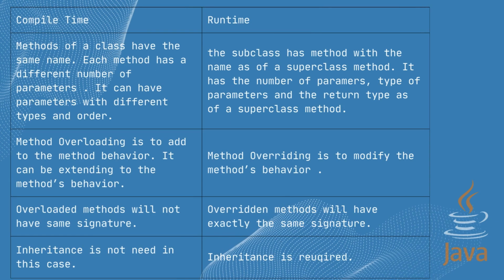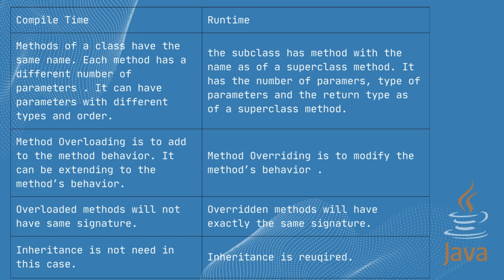Let's compare both. In compile-time polymorphism, methods of a class have the same name. Each method has a different number of parameters. It can have parameters with different types and order. Whereas in runtime polymorphism, the subclass has a method with the same name as a superclass method. It has the same number of parameters, type of parameters, and return type as a superclass method.